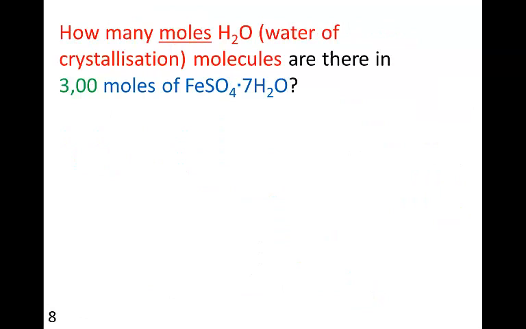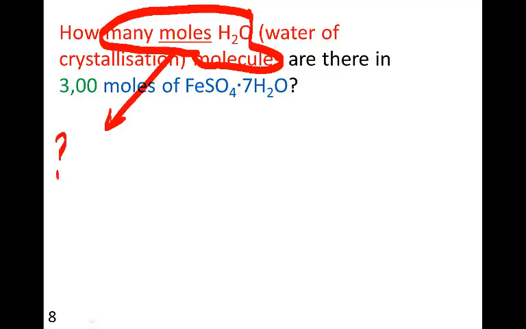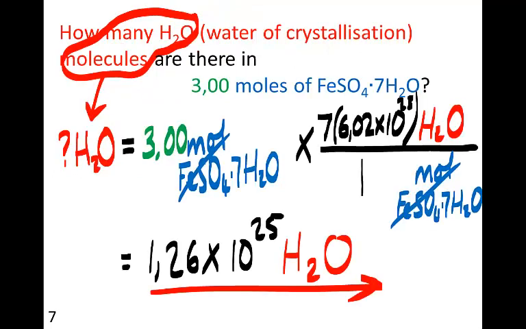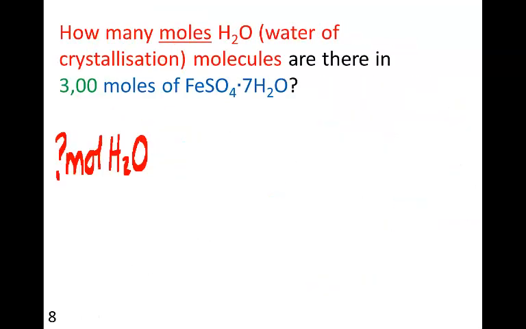The next question says how many moles of water of crystallization molecules. So now we write how many mole H2O, not just how many H2O, as we had in the previous question. Now it is how many mole H2O. Very big difference between mole H2O and H2O. Can also be a bit confusing because molecules starts with mole, but it's got nothing to do with mole. It's just coincidence. So water molecules is not the same thing as moles water molecules. And here we asked moles water molecules. Are there in 3 moles of iron sulfate?